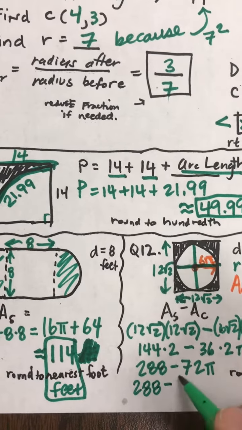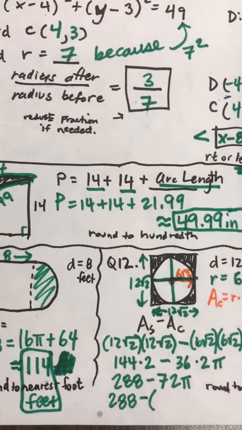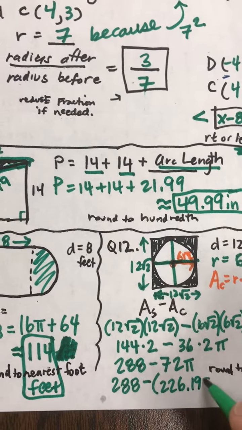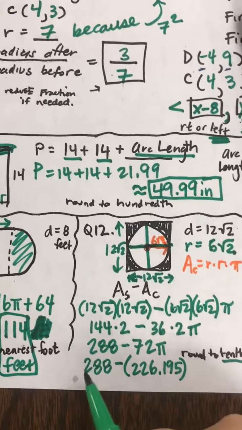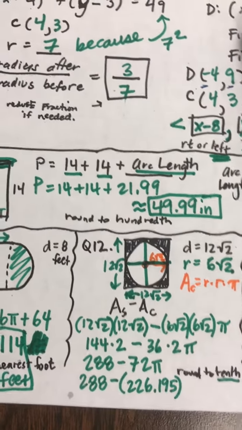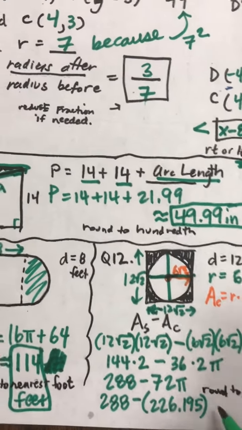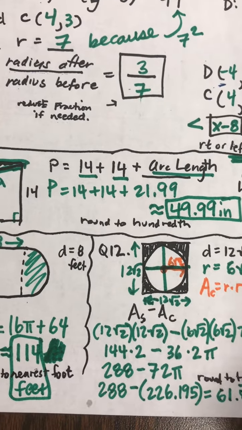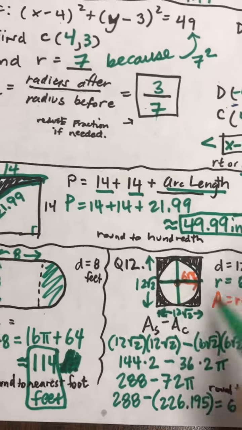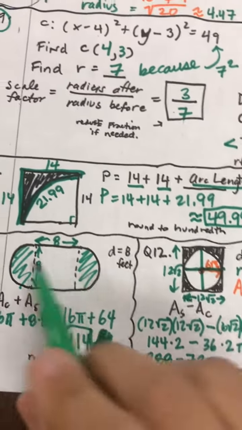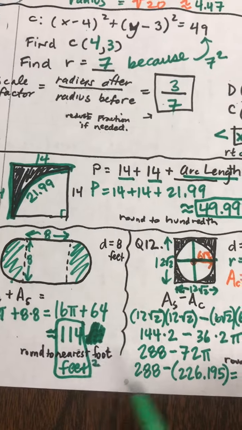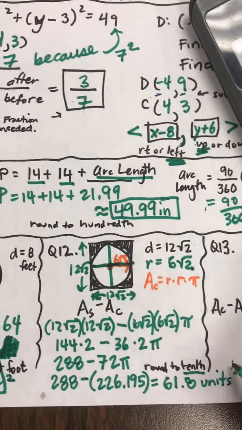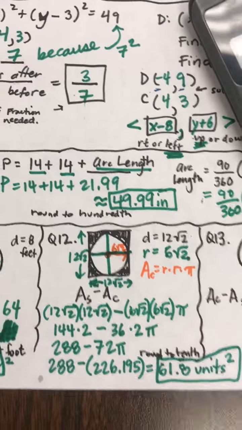288, when I subtract whatever that is, so let's figure out what that is. 72 times pi. Okay, so that's about what it is. And I like this because I don't want to get a negative. If something happens where I get a negative, I know something went wrong. Okay, and so I get 61.80, so I'm going to round that to 61.8. And I found area. Oop, back I go. This was the area of Grandma's table, so this should be feet squared. I don't have any units, so I'm just going to put units squared. Cool?